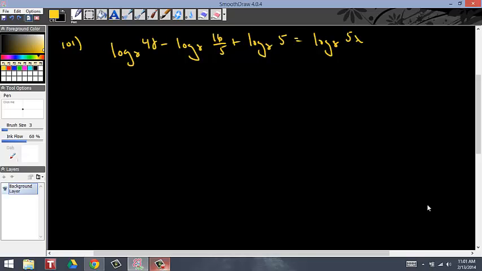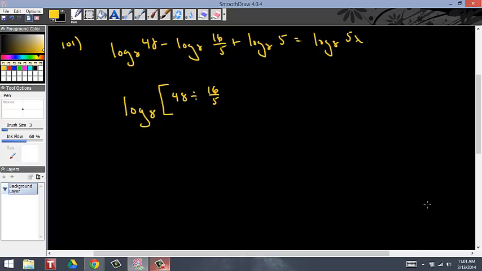Okay, we have to consolidate these logarithms. Notice how they're all log base 8. So I'm going to create a single log base 8. And I'm going to draw a big bracket here. What is happening in between 48 and 16 over 5? Subtraction of the logarithms, which means what's happening between the answers. Michael? Division. 48 divided by 16 over 5. Now, between 16 over 5 and 5, what is happening? No. Between 16 over 5 and 5, what is happening?